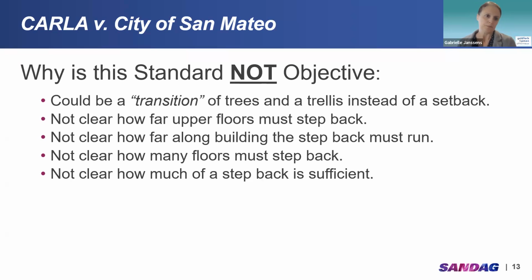It's also not clear how far along the building it had to go. Could it be only a couple feet of the building, or did it have to be the entire length of the building? And again, not clear how many floors had to do this step back. Was it just the top floor? Was it any floor above 1 or 2 stories? And then, not clear how much of a step back would be sufficient to comply with the objective.